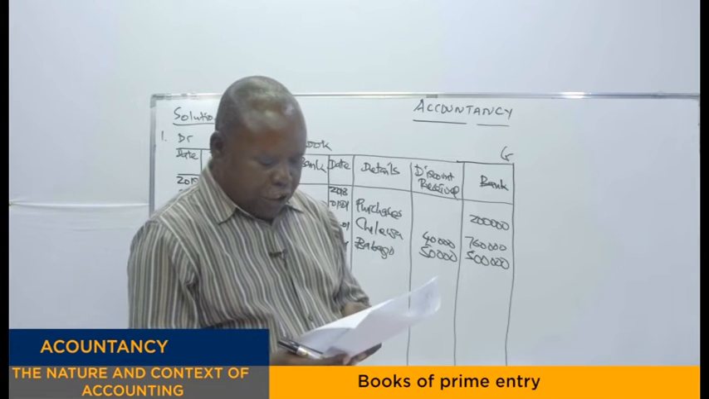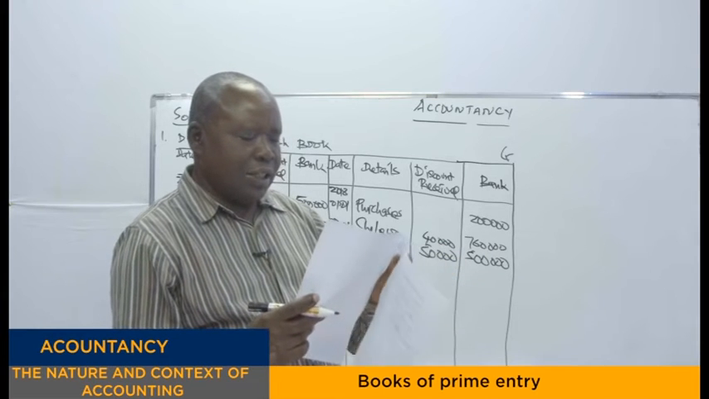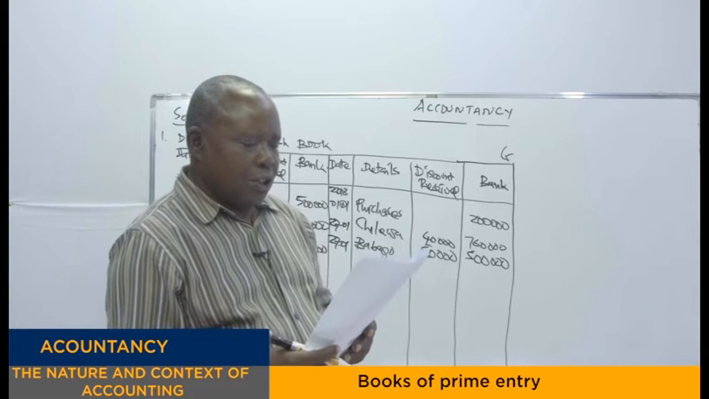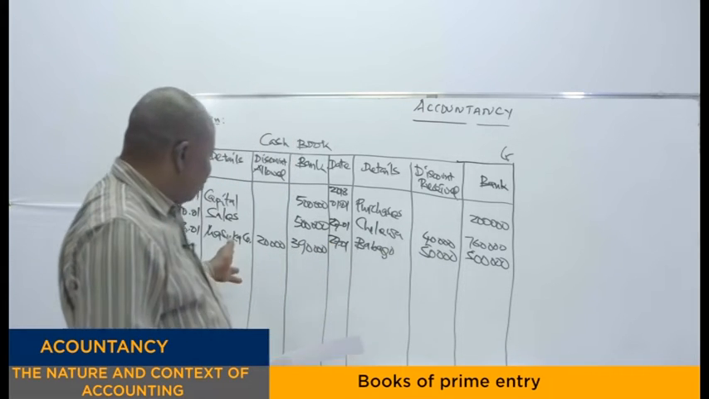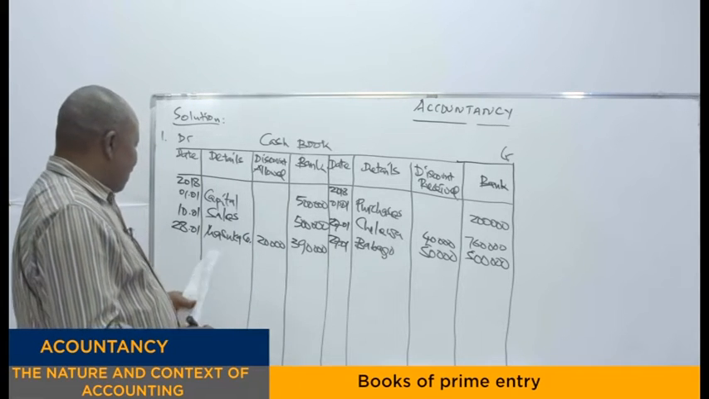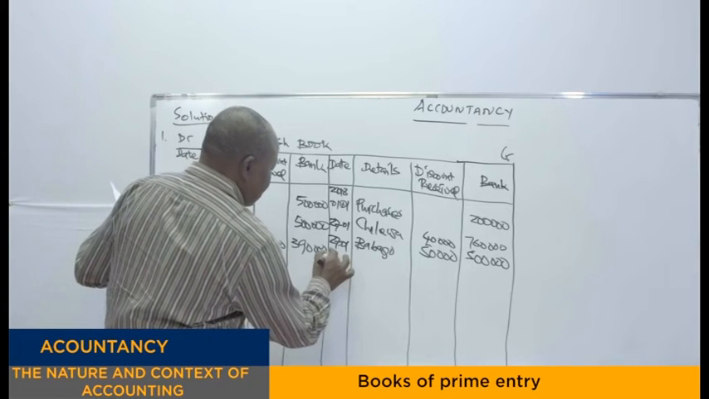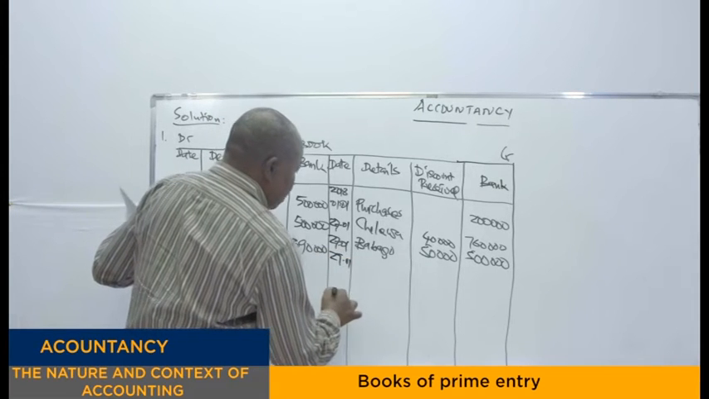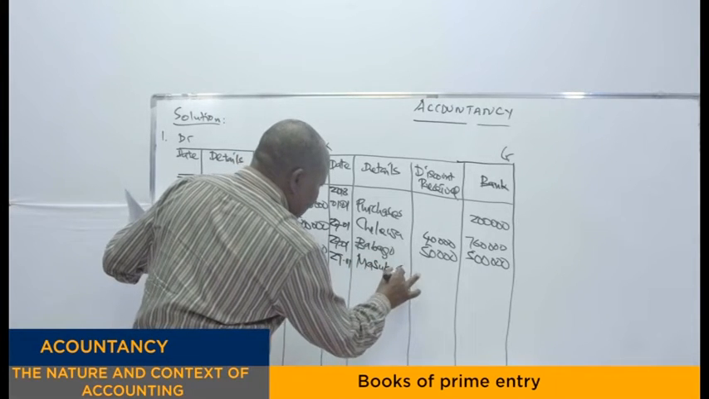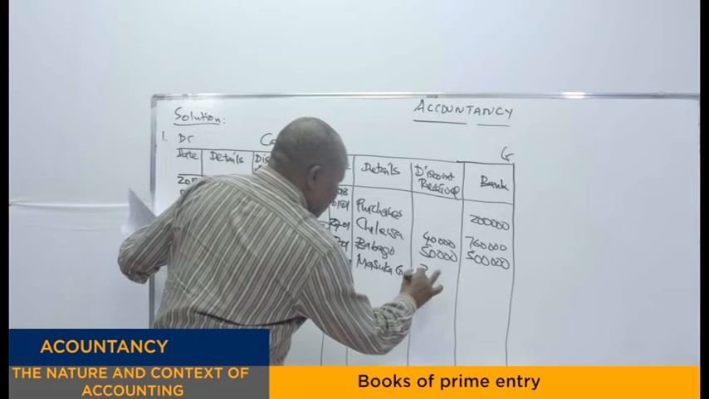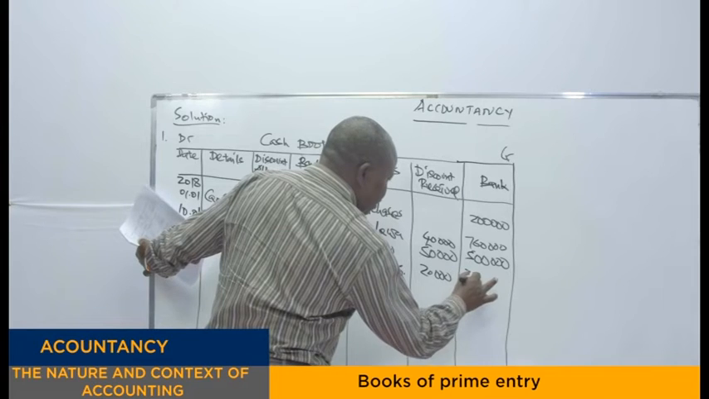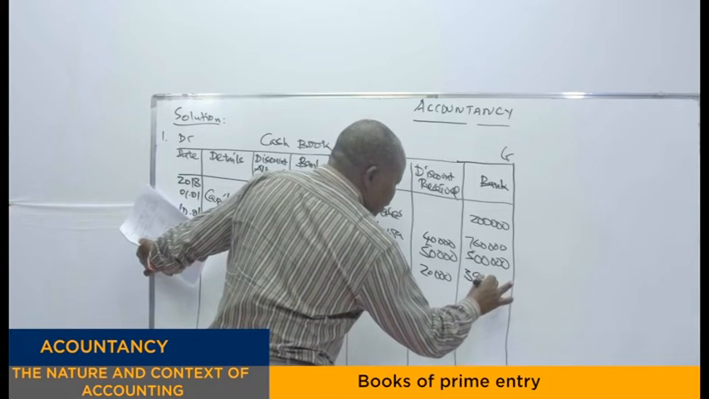Now on 29th, a cheque received from Masuka was dishonored by the bank. We deposited, but the bank dishonored our cheque. So we are going to reverse this entry by writing on the credit side. The same amount will appear on the credit side. So we write here, on 29th January, Masuka company. We write the same figure of discount, which will now be discount received, 20,000. And also the amount which was dishonored by the bank, that is 390,000.